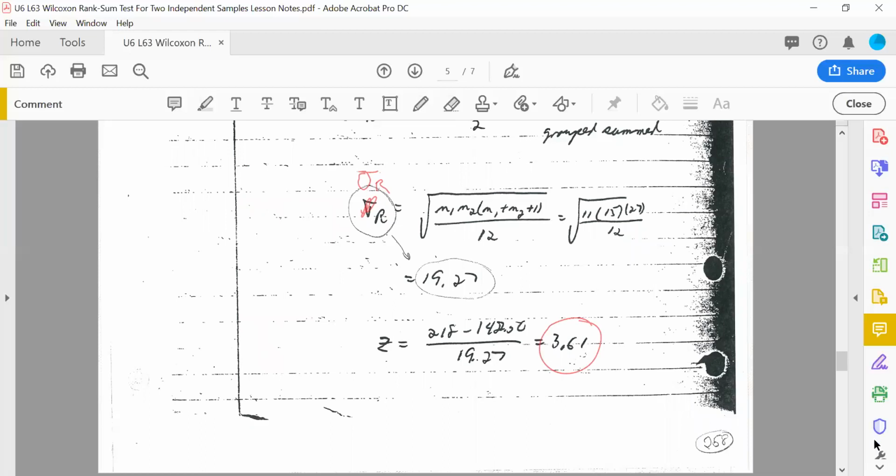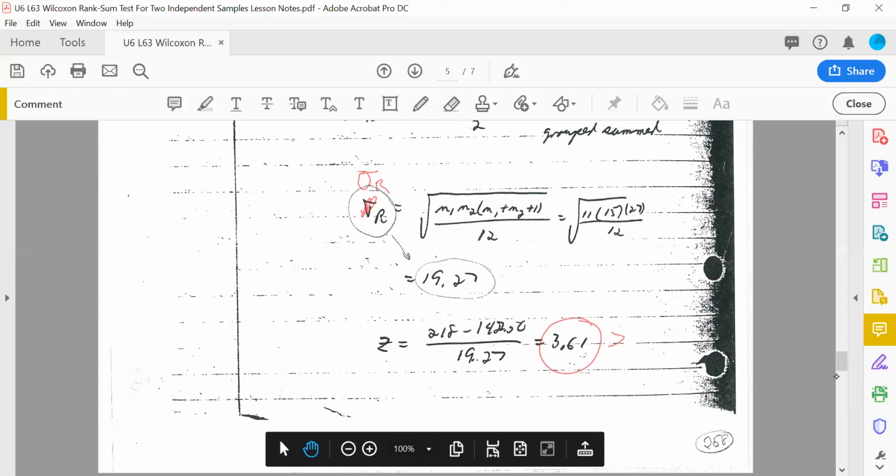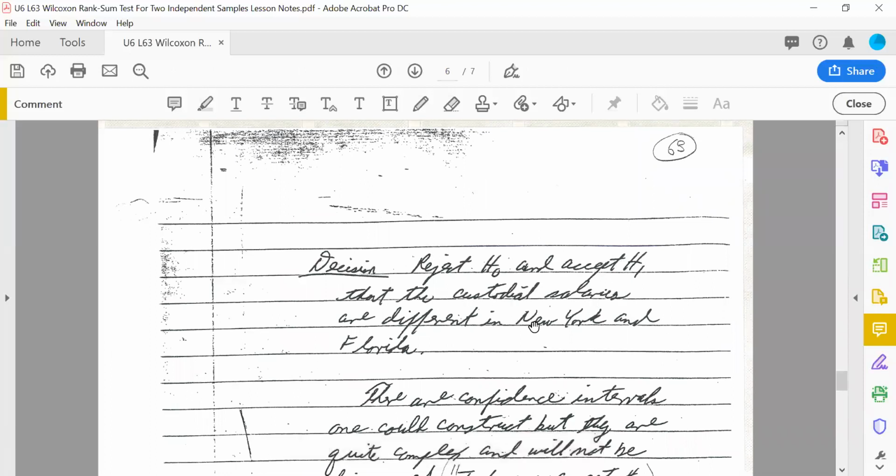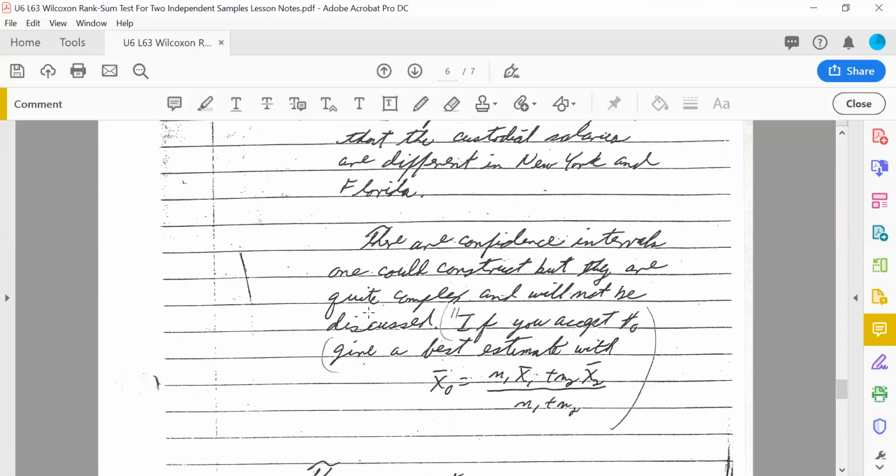Guess what, folks? 3.61 is greater than 1.96, so guess what we're going to do? We're going to reject H0, and we're going to accept H1 and say that the custodial salaries in New York are different than they are in Florida. Now, if this were a parametric test, after rejecting H0 we would have to make hypothesis tests. Good news, yay! No hypothesis test for this non-parametric test. All right, if you reject, you're done. If you fail to reject, you're essentially saying that New York and Florida are the same. And so what must you do if you fail to reject?